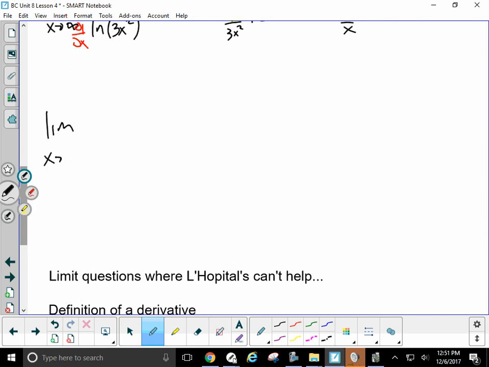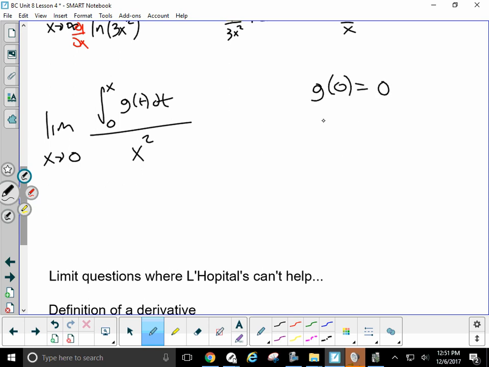I want you to find the limit as x approaches 0 of the integral from 0 to x of g of t dt, over x squared. And I'm going to tell you that g of 0 is 0 and g prime of 0 is 2 and g double prime of 0 is 3. Go.